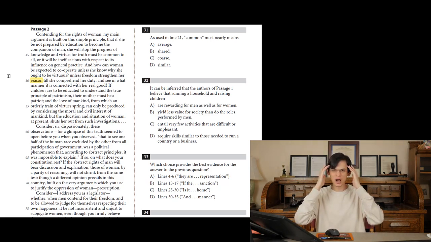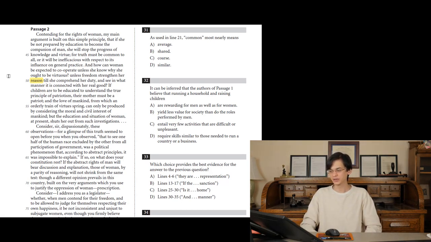Won't that strengthen her mind? It will strengthen the ability to think till she comprehend and understand, right? The brain understands her duty and sees in what manner it is connected with her real good. So I like that. Unless freedom strengthen her mindset, her outlook, her reason. It's not like a reason like, well, what's the reason why you want to go to college or something? It's like, well, I want to be a doctor. No, this is freedom strengthen her reason, like her ability to think.